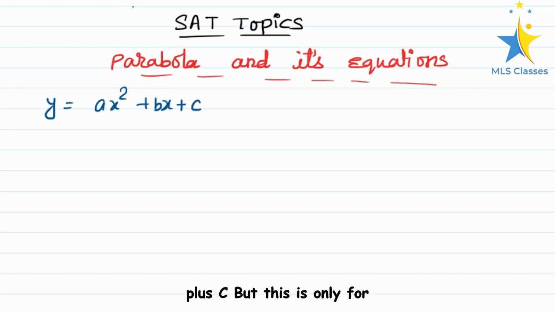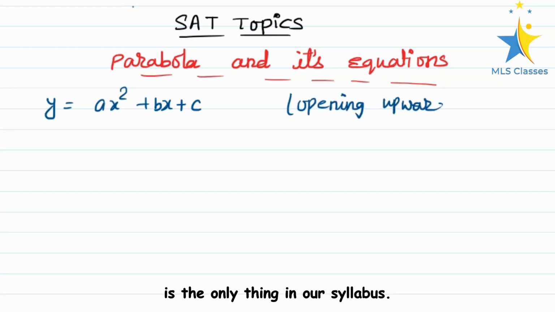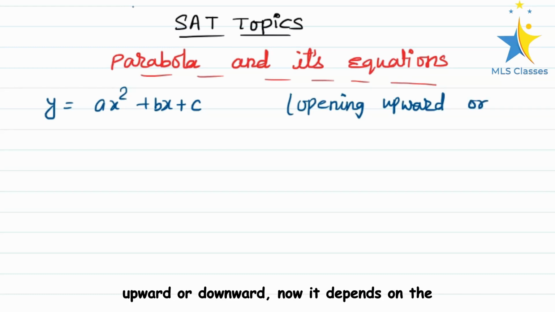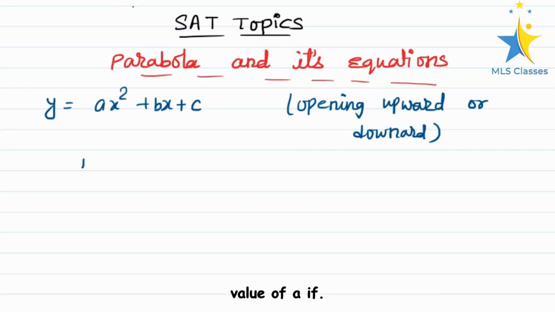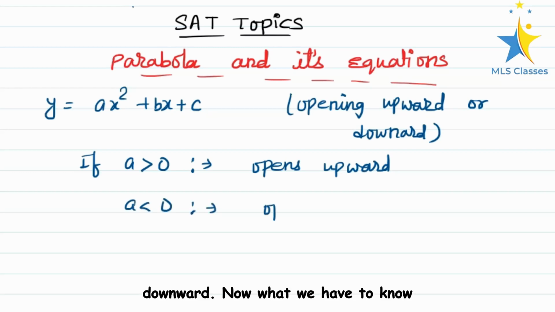So parabola equation is given by y equal to ax square plus bx plus c. But this is only for opening upward or downward. And that is the only thing in our syllabus. Opening left or right is not in our syllabus for SAT topics. So opening upward or downward. Now it depends on the value of a. If a is greater than 0, then it opens upward. If a is less than 0, it opens downward.